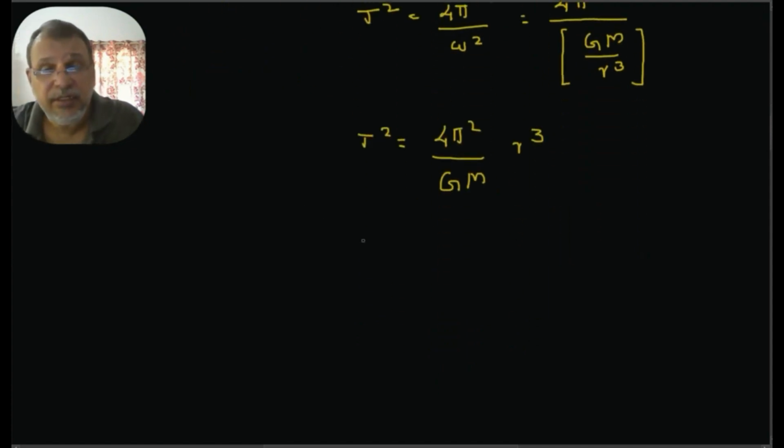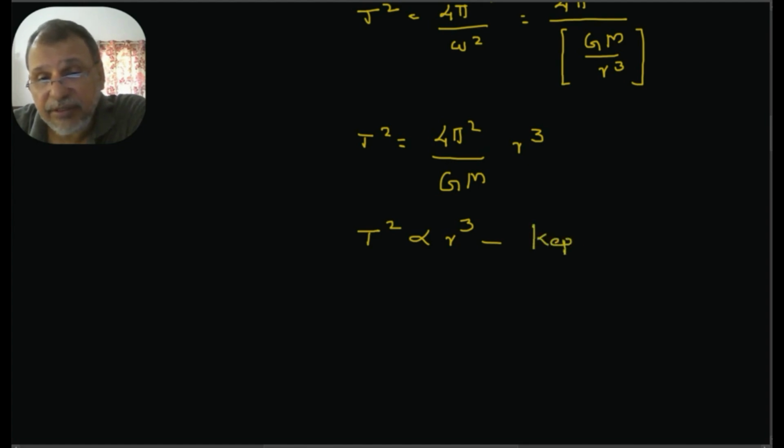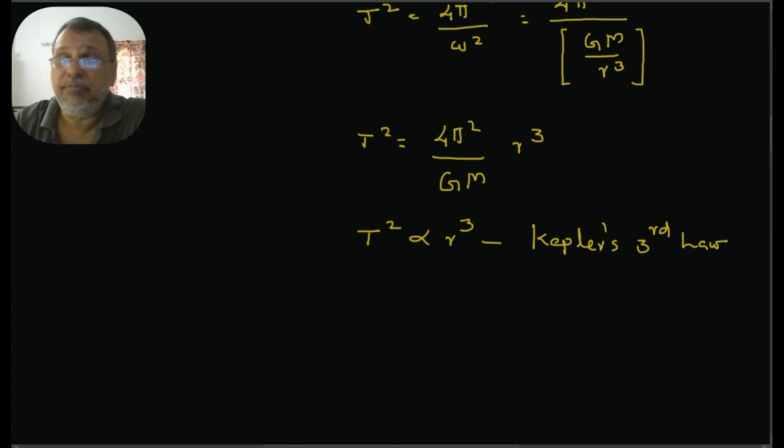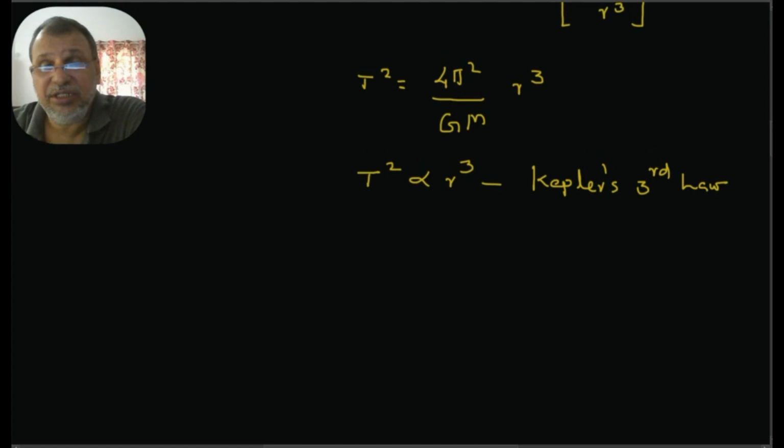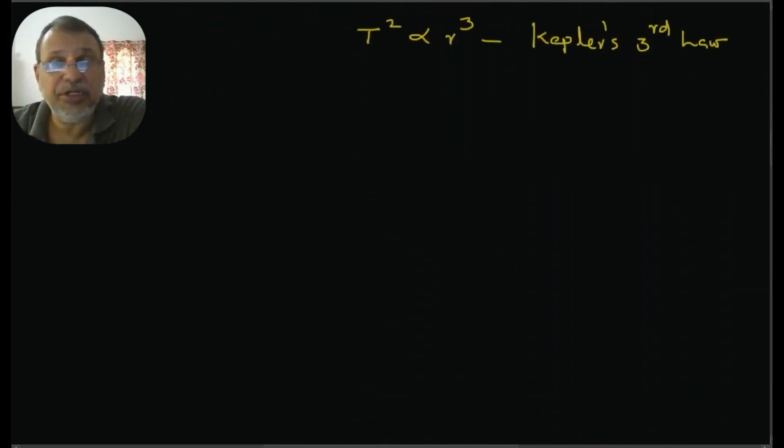So we can just write the square of the period is proportional to the cube of the orbital radius. This is usually called Kepler's third law, because this is an observation made by Kepler long before we could theoretically work out these relationships. So let's put all the relationships together.